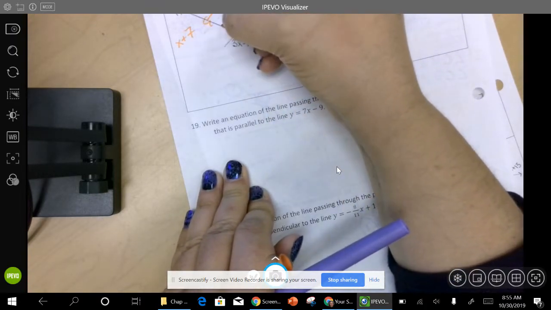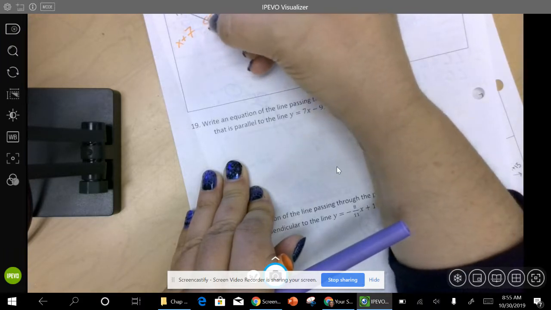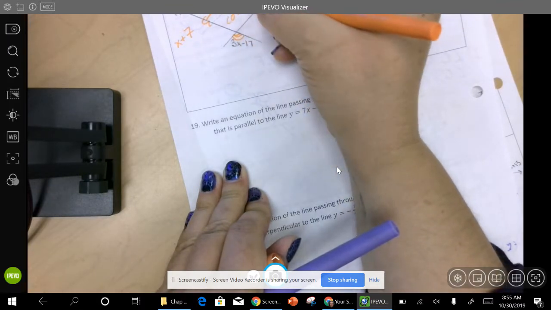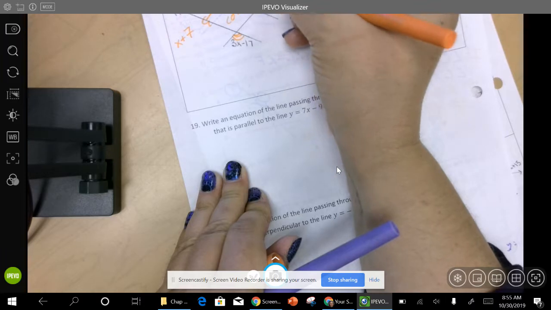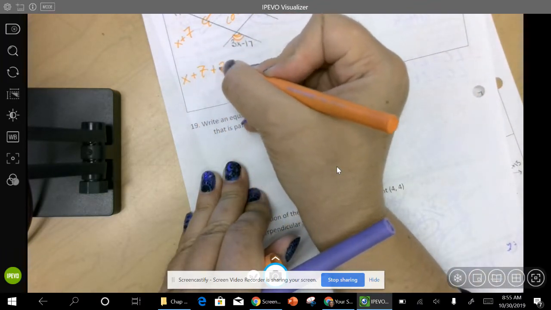So remember, this is just like using a map or grid map. Okay, so these are consecutive. Okay, so this is a different measure. Consecutive exterior angles. So I'm going to set them equal to 180.